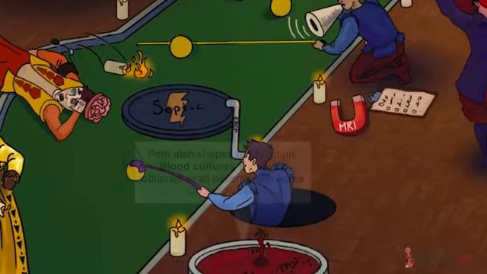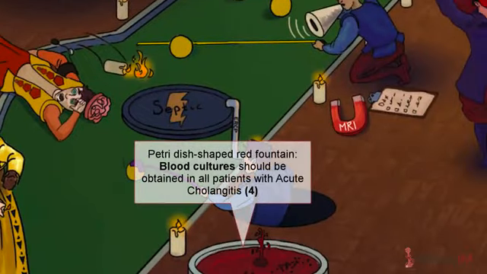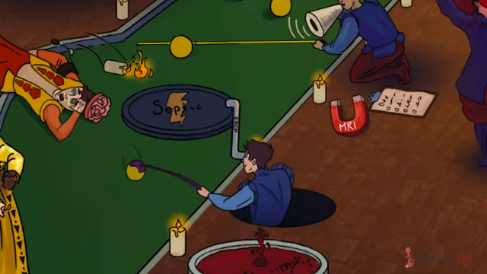See that curiously petri dish-shaped red fountain? That's to remind you that while you're putting your admit orders in, collect some blood cultures. In patients with acute cholangitis, blood cultures help to both diagnose bacteremia and provide useful antibiotic susceptibility data so you can tailor antibiotic therapy.